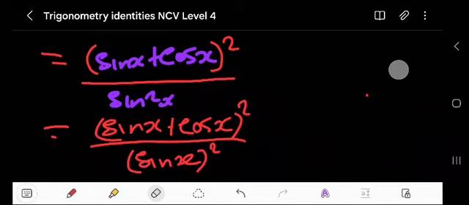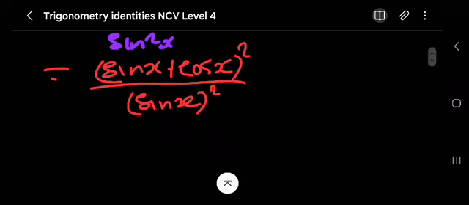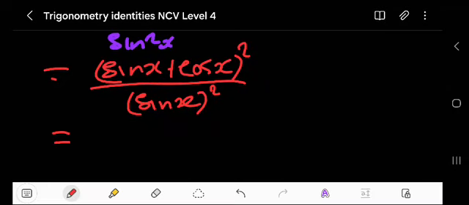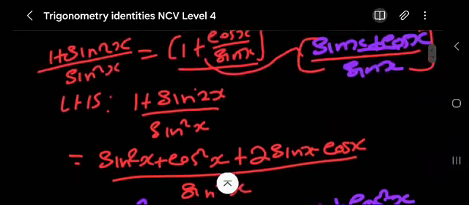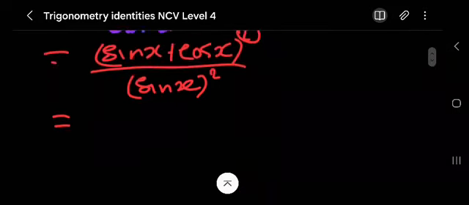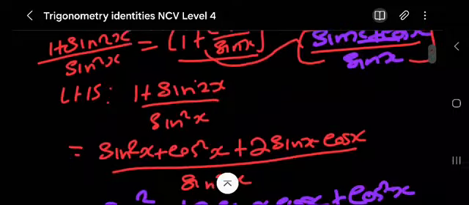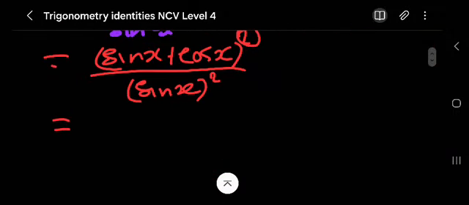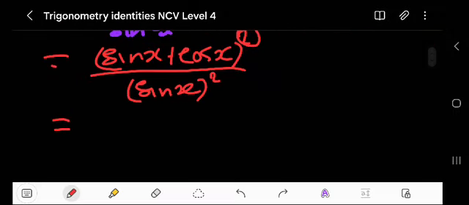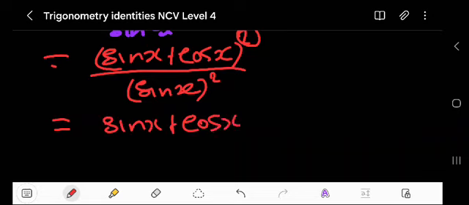Either way, now we see we have this, we have that, so we can put them on the same bracket. That is simply this, which is simply equal to sine x plus cos x all over sine x.